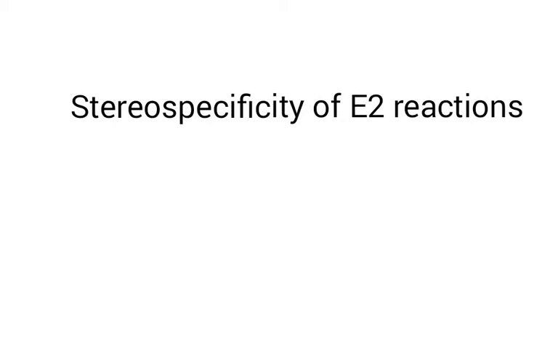I've chosen to break up the introduction to E2 reactions into two separate videos. In the previous video, we talked about the fact that E2 reactions are regioselective. Right? This tells us about where the double bond is going to go. We also talked about the fact that E2 reactions are stereoselective. Stereoselective tells us that generally the E isomer is preferred over the Z isomer.